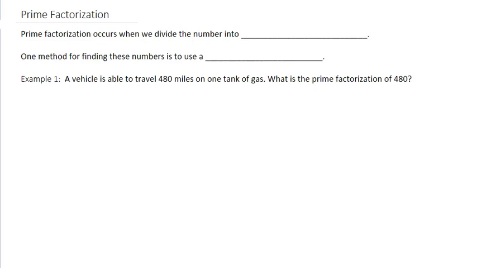Prime factorization occurs when we divide the numbers into all prime numbers. One method for finding these numbers is to use a factor tree. So let's go ahead and look at example 1 and use the factor tree.